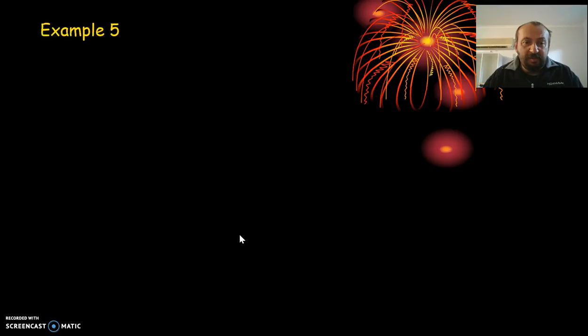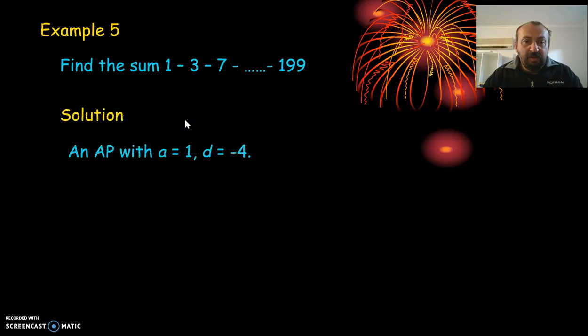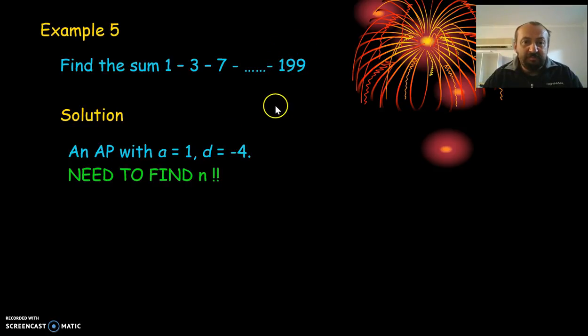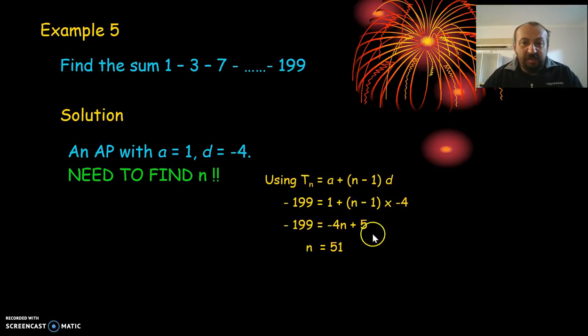I think we've got another example coming up, example 5. We're going to find the sum of that series. If you have a look, this is an arithmetic progression with a equals 1 and d equals minus 4. So you can see every time the difference is minus 4. We're going to sum these: that's the first term, that's the second term, the third term, and we want to find the sum of those down to 199. First of all, we need to find what number term that is. So first we use this formula here, and we find that n equals 51. So this is the 51st term.